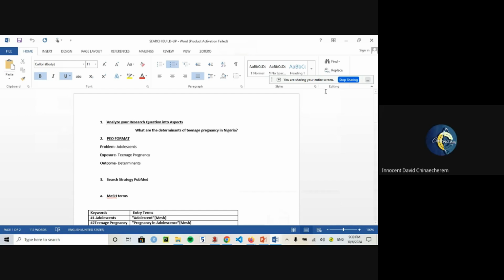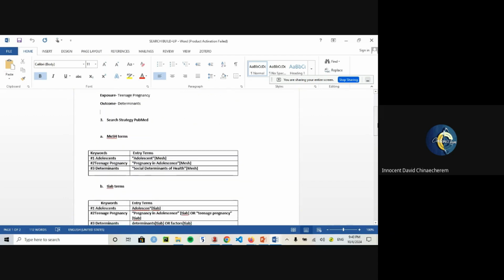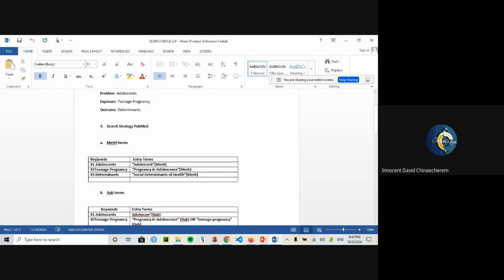So here, I'm going to come here now. This is the question I have in mind, right? What are the determinants of teenage pregnancy? Determinants of teenage pregnancy in Nigeria. So the problem, we've got adolescents, teenage pregnancy, exposure. Determinants represent my outcome. So now I'll put in my keywords here, adolescents, MeSH.